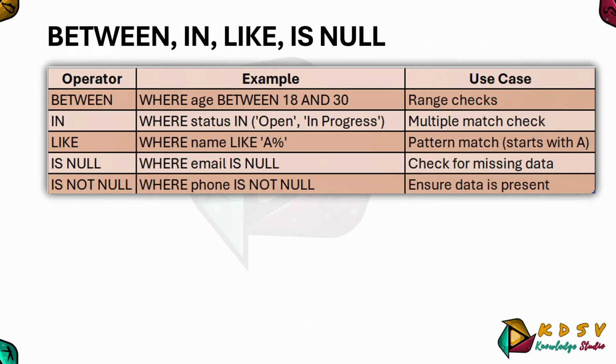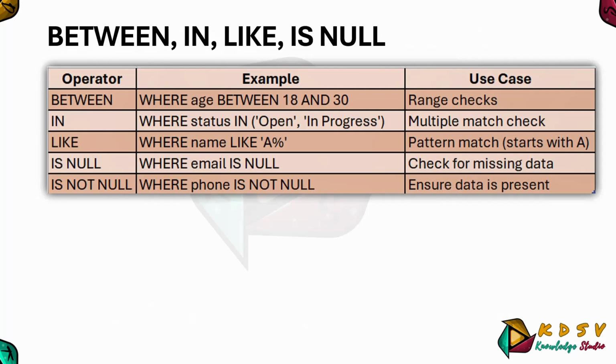With the IN operator, rather than specifying status equal to open or status equal to in progress, you can use the IN operator. This IN operator will bring up the query results which are equal to open and in progress. Simply, you can use it for a multiple match check.